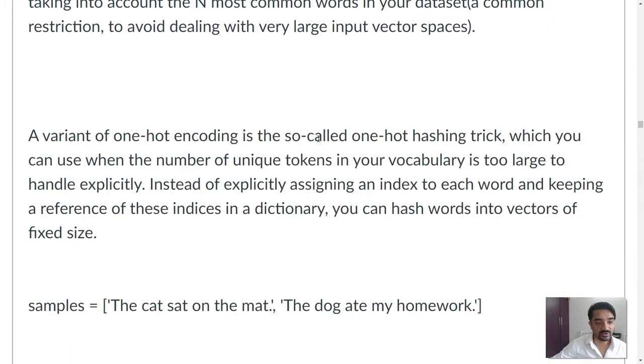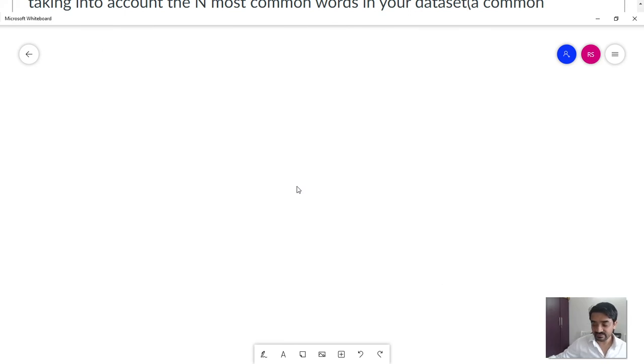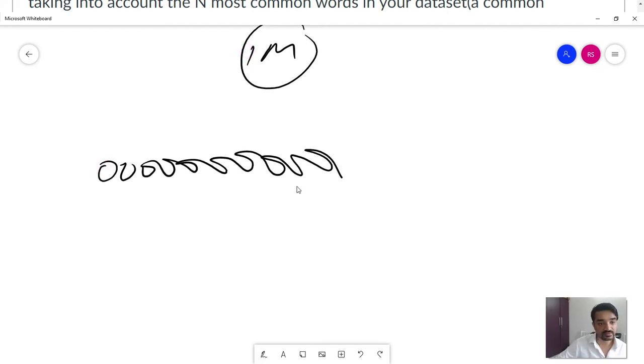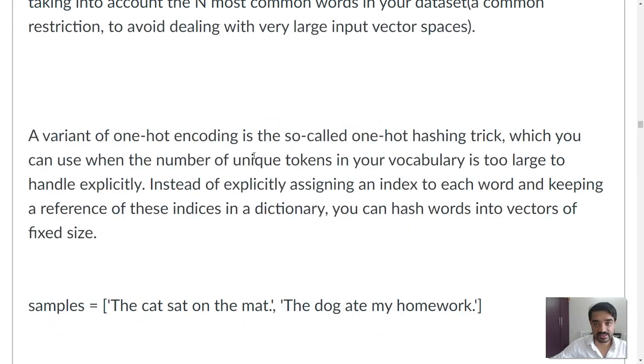Now, a variant of one-hot encoding is the so-called one-hot hashing trick, which you can use when the number of unique tokens in your vocabulary is too large to handle explicitly. What we're seeing right now is that if I have a cow and other things, and let's say 100,000 or 200,000, what if I have 1 million words? What if I want to actually work with Wikipedia? In that case, I can't have a vector which is 1 million long. Imagine that vector being so long. So what we can do is convert this into hashes, and then work with the hashes directly. Not a part of this course, but you get the idea.